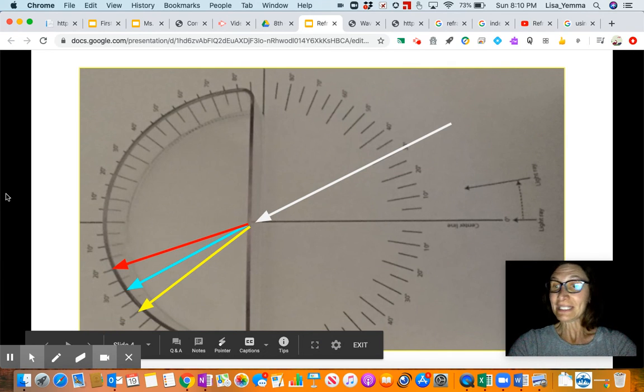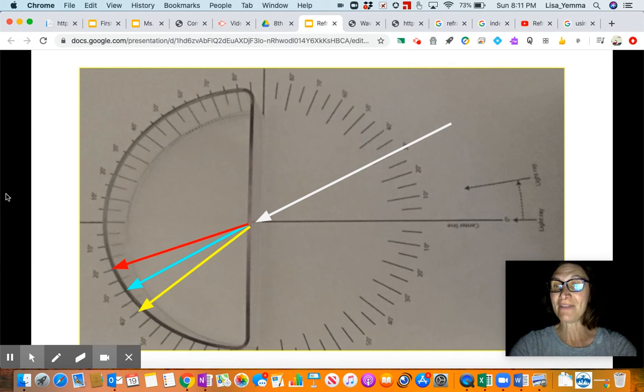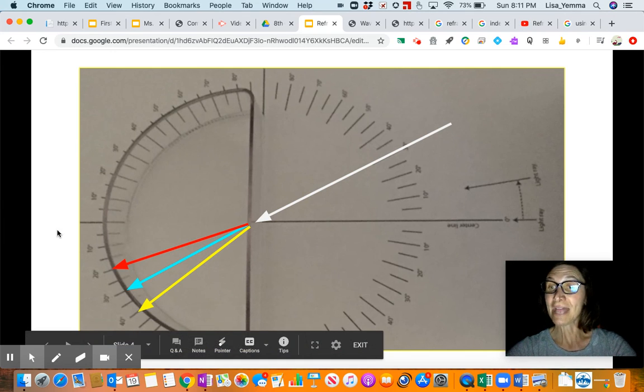Before we go, I'd like to come back to this diagram. You have a light beam coming through air at an incident angle of 30 degrees. When that light beam hits water, will it refract to 20, refract to 30, or refract to 40, going from air to water? Go ahead and answer that, and I will see you guys soon.